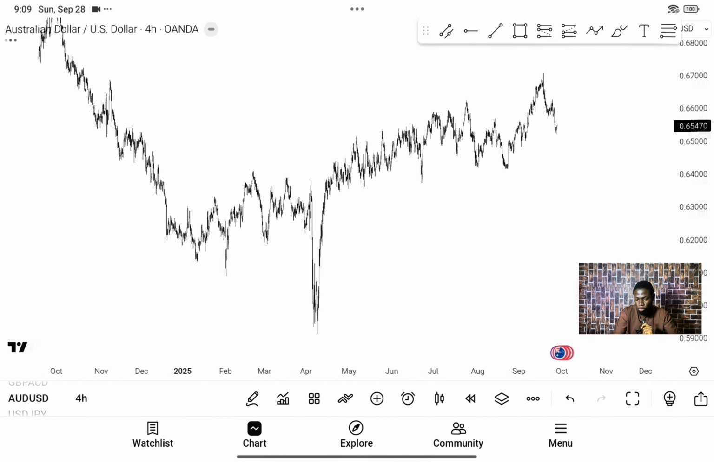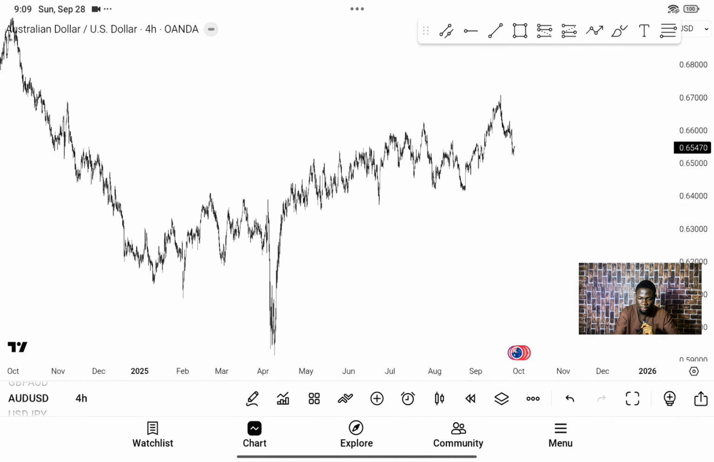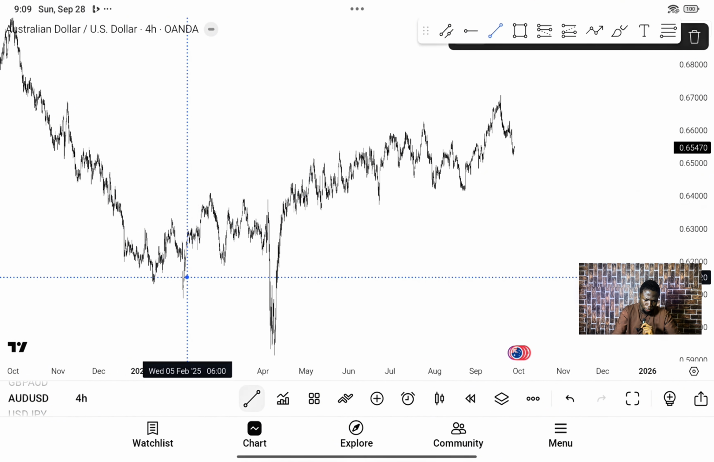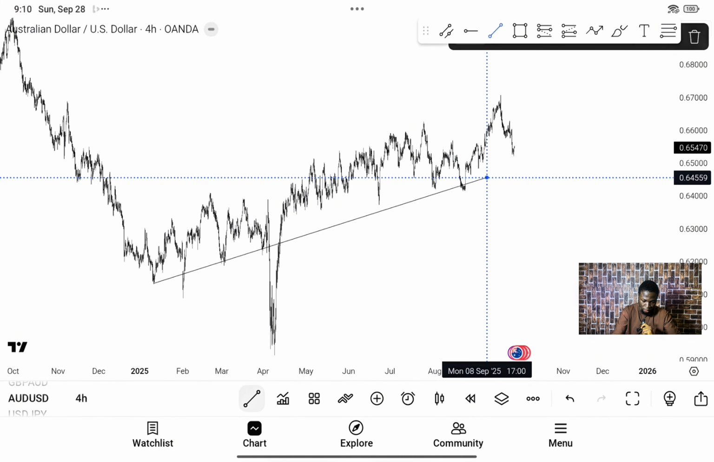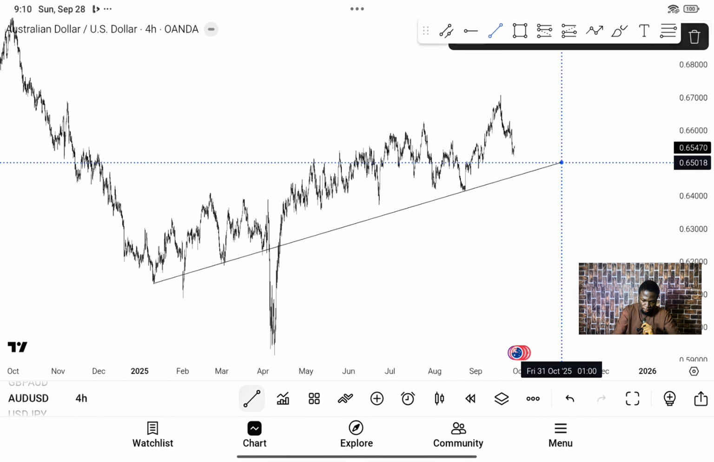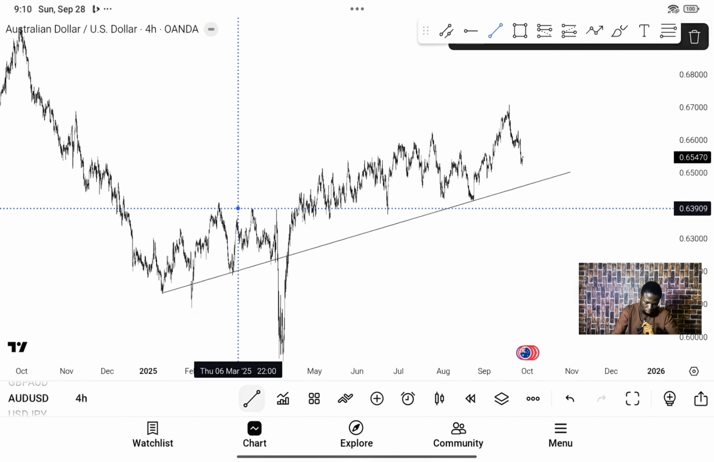So what am I seeing here? Why did AUDUSD retrace from this angle instead of pushing up? That is something we are going to find out now. Looking at this angle, I have to draw my support line, then draw my resistance.